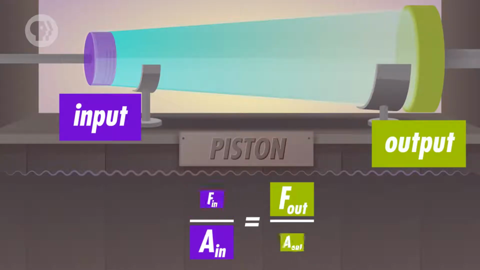This is a huge deal. You're doubling the input force, but you didn't have to put in any extra effort. And the bigger the difference in area, the more extra force you get. To put it in maths terms, the ratio of the output force to the input force is equal to the ratio of the output area to the input area.